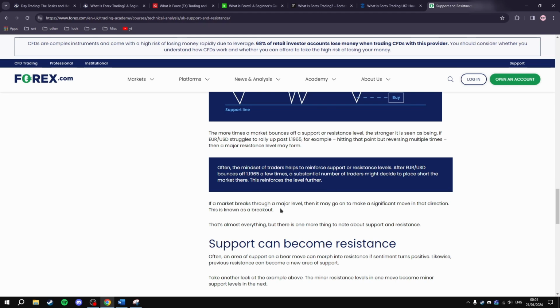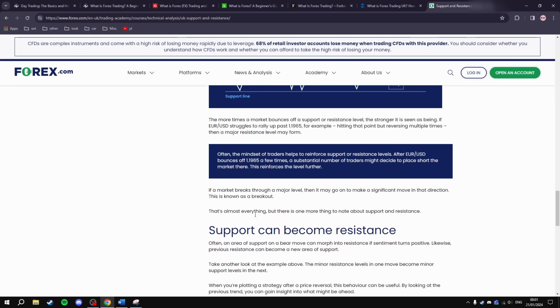If a market breaks through a major level, then it might go on to make a significant move in that direction. This is known as a breakout.